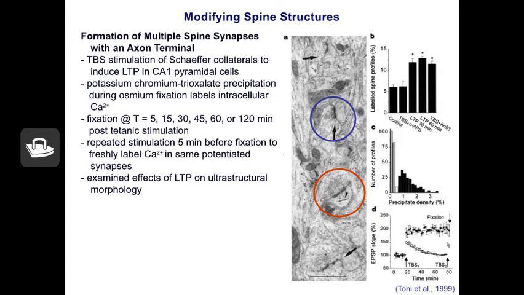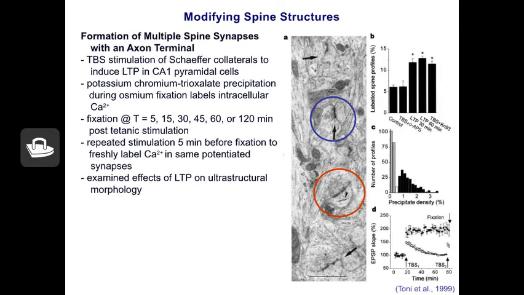But moving farther along the x-axis on this graph, we can see that sections stimulated and then processed after 30 or 60 minutes, with that second round of stimulation, of course, exhibited more than a doubling of the numbers of spines with calcium precipitate. Also notice that the last column on the graph shows that treatment with KN93 did not affect the number of potentiated spines.